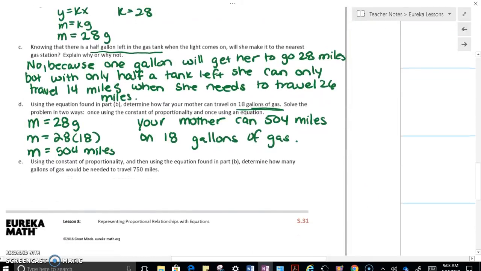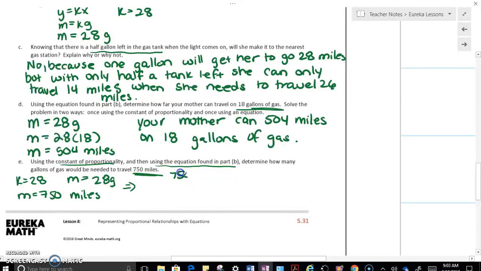And using the constant of proportionality, once again our unit rate, and then using the equation found in part B, determine how many gallons of gas would be needed to travel 750 miles. So our constant of proportionality, let me remind you, is k equals 28, and our formula is m equals 28g. It told me 750 miles, so I'm going to replace m with 750. So 750 is equal to 28g.